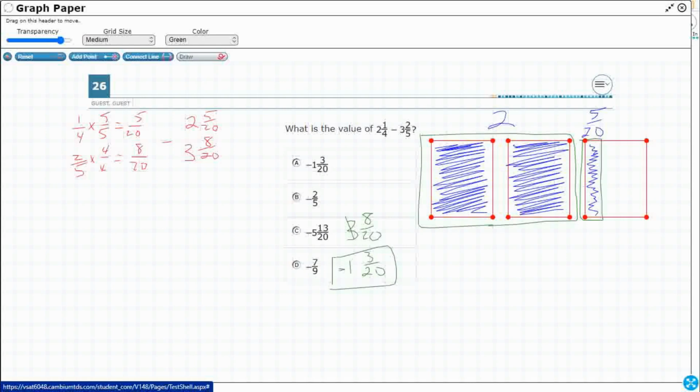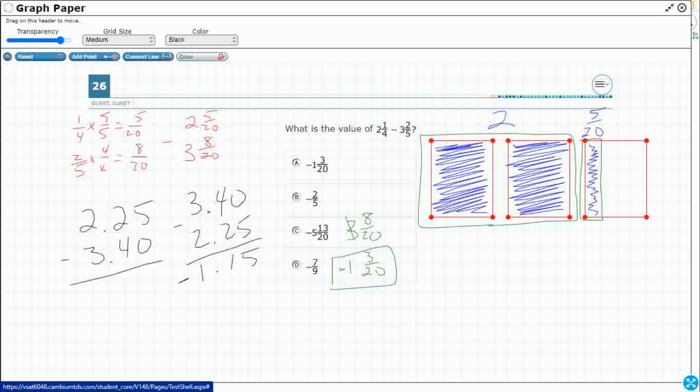The other way would be to just change it into decimals, right? So you could do 2.25, that's 1/4, right? Minus 3.4, that's 2/5, right? And so that's kind of weird looking at it like that way, right? So we probably end up flipping it upside down, and just know that our answer is going to be negative.